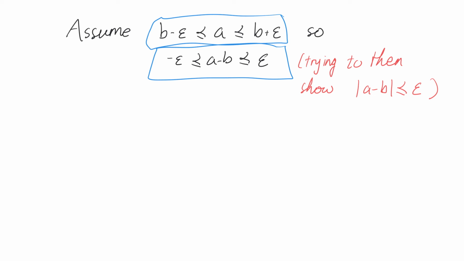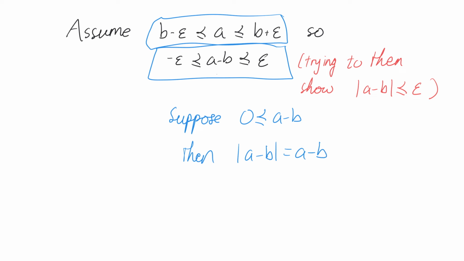So suppose that A minus B is non-negative, right? So if A minus B is non-negative, then the absolute value of A minus B is equal to A minus B. And then what we get from this portion of the chain of inequalities is that absolute A minus B, which is A minus B, is ≼ epsilon. And that, right from here to there, that's what we wanted to prove.